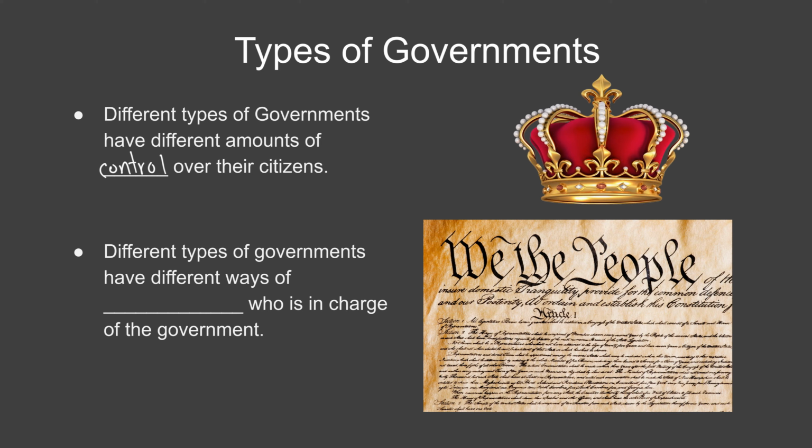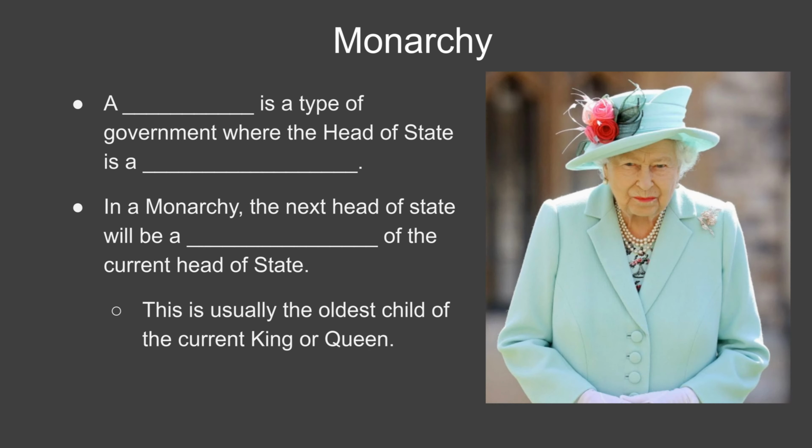The second factor that we're going to be looking at for what determines the type of government is that different types of government have different ways of deciding who is in charge of the government. So those two differences again: different types of governments have different amounts of control over their citizens, and different types of government have different ways of deciding who is in charge of the government. And that brings us to the first type of government that we're going to discuss, which is a monarchy.